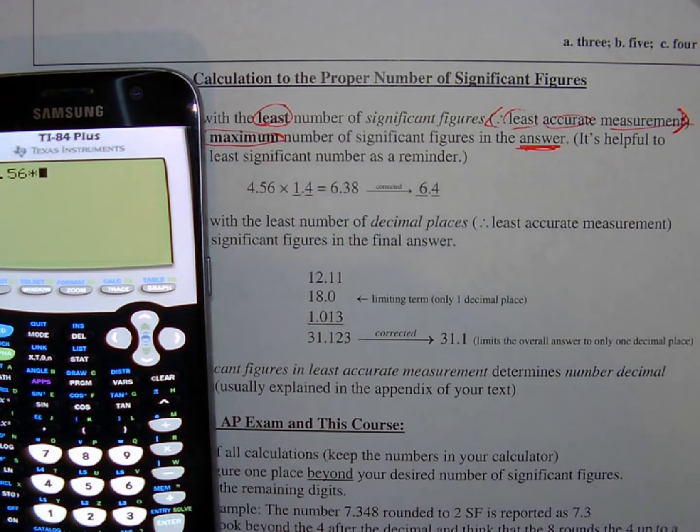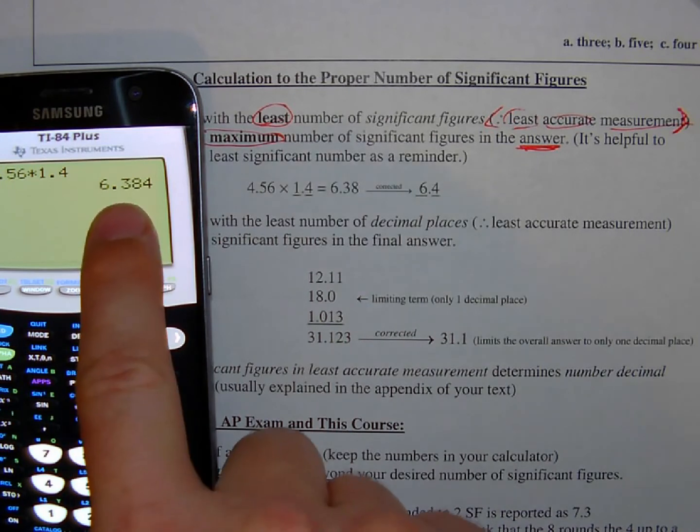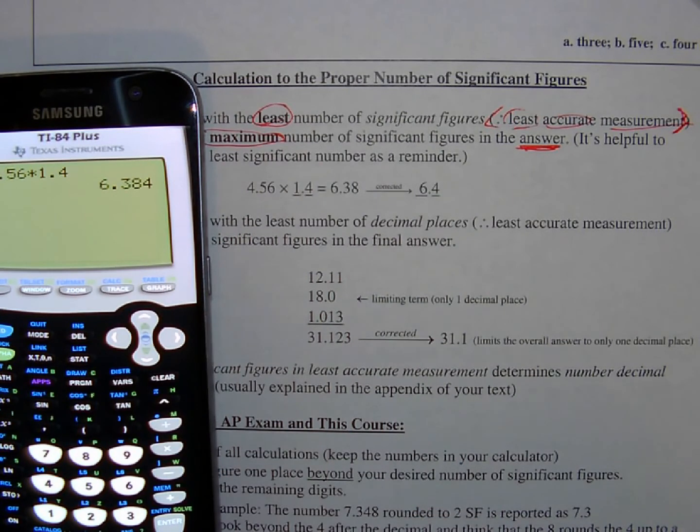But if I do this calculation, 4.56 multiplied by 1.4, a calculator is going to tell me a whole bunch of stuff. Okay, a whole bunch of stuff. Now this is calculator vomit. It's calculator puke. It's just bleh.